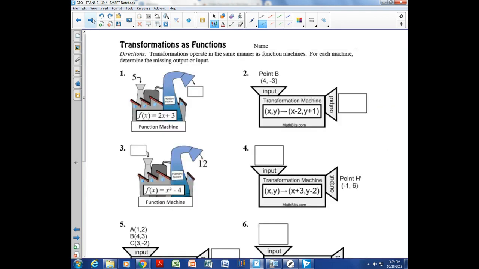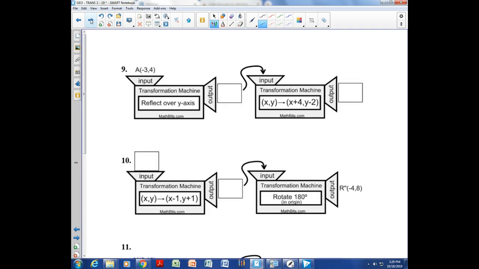Let's look at another page from your homework. Let's look at the transformations as functions page. I'm going to jump to the second page here because this is really where we need to be. A point gets input into a transformation machine, and then we take that very output and put it into another transformation, and we have our ultimate answer. When we have more than one transformation acting on our point, we call this a composition. So this is where the compositions begin. These are compositions.